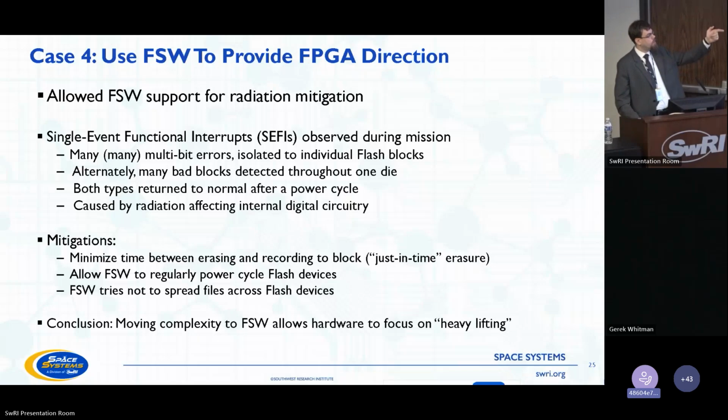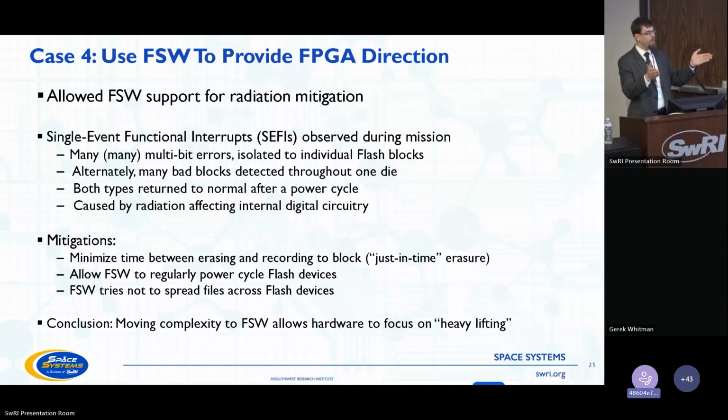Second, since power cycling fixed these SwRIs, we wanted to build into flight software regular power cycling of different segments of memory. So if a segment of memory was not being touched, we would power it down and then power it back up when it was about to be used to clear out any accumulated SwRIs. However, we then run into file fragmentation in space.